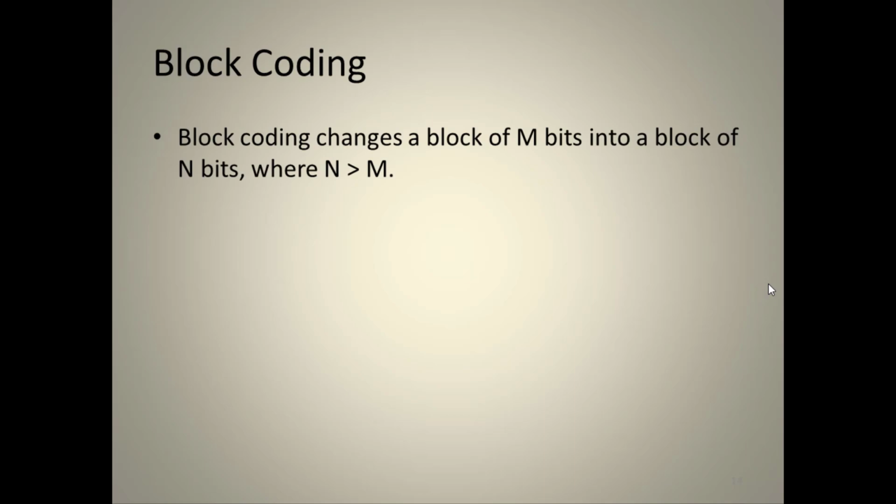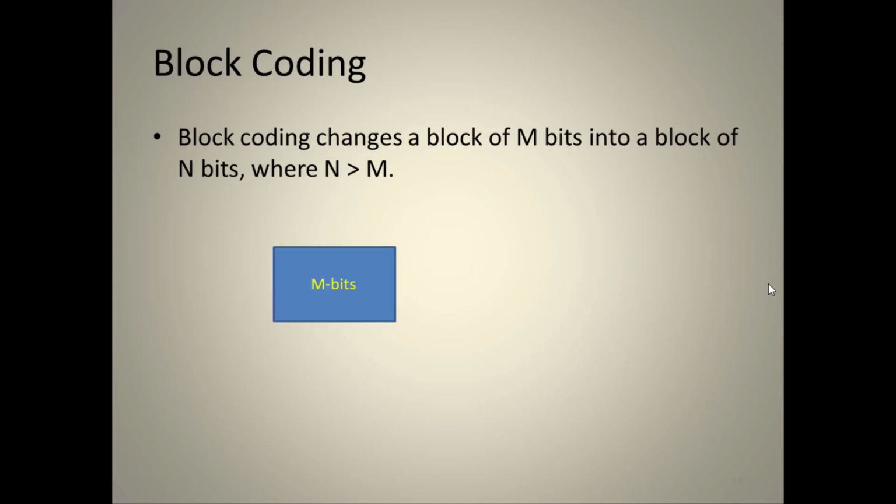Okay. Now next comes block coding. So what does block coding do? Block coding changes a block of m bits into a block of n bits. In this case n is always greater than m. So our initial data will be of m bits and the final data will be of n bits. Our data will have fewer bits and the final data will have more bits.